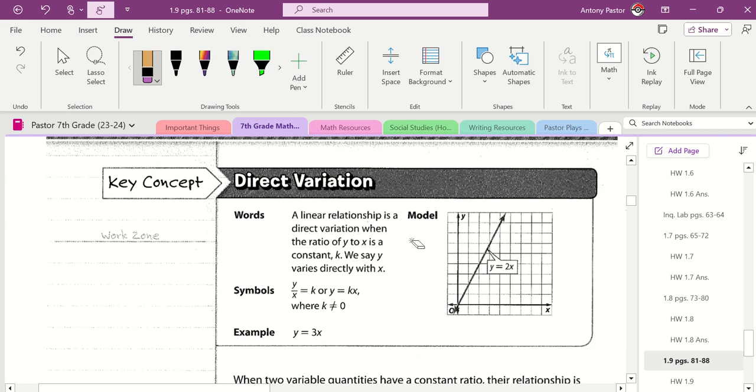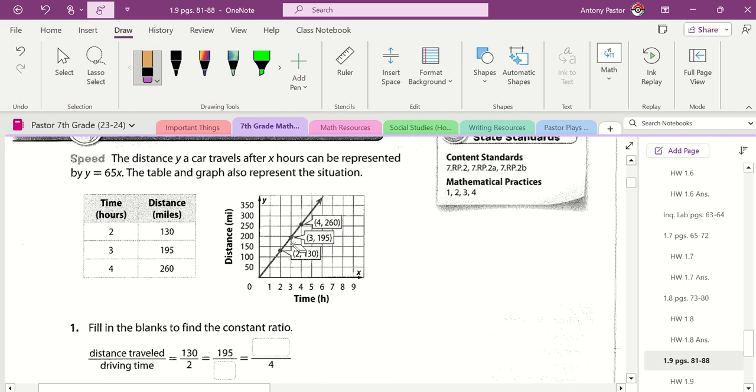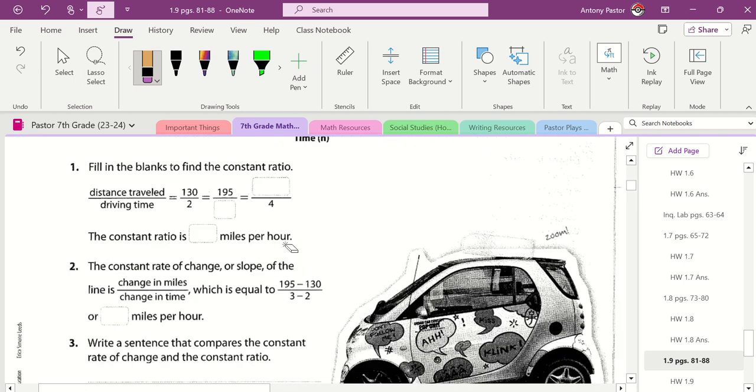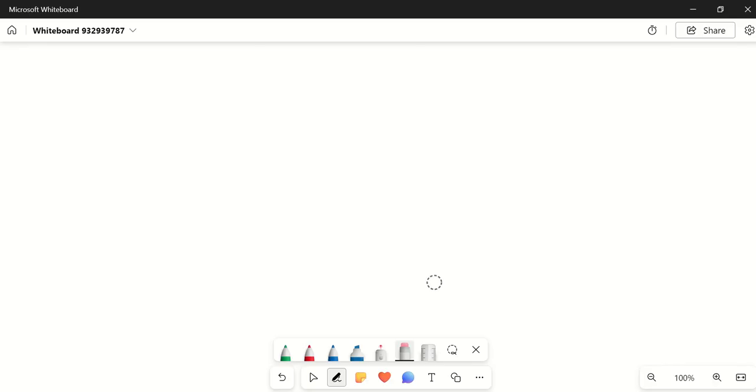Direct variation. Now I know some of this seems kind of common sense, but there are names for this. So direct variation is a linear relationship in which the ratio of y to x is a constant. So again, like we did here, it was 65 miles per hour. This would constitute direct variation. We say y varies directly with x. So again, y depends on x. Y is the dependent variable. Whatever y is will depend on what x becomes.